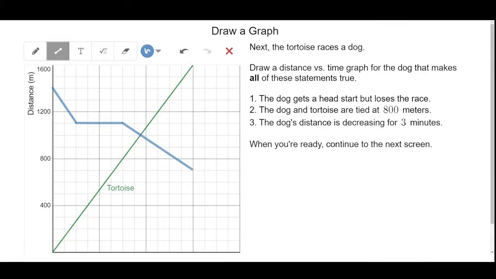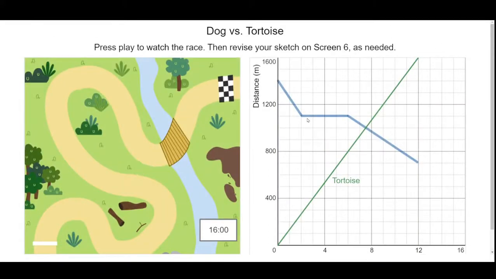Let's see what this is going to look like. And again, we can see our two graphs. So the dog started back here. Oh, what happened? Okay, he's moved backwards. Now he's stopped. Oh, and now he's moving back, but slower. And we still see the tortoise moving.